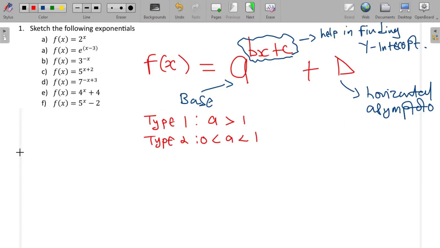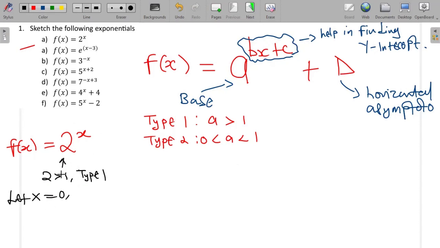For example, if I have this question on number a, f of x equals 2 to the power x, let's identify these three key things that we discussed. First of all, my base here is this 2. We see that 2 is greater than 1, so I have a type 1 graph. Then this power here is going to help me find the y-intercept. How do I find my y-intercept? I always set x to be equal to 0, and then I solve the equation.